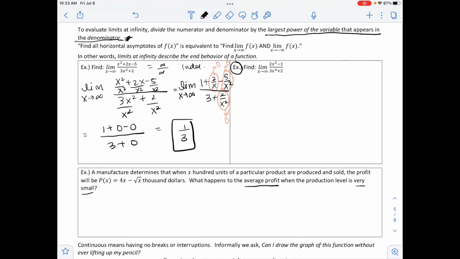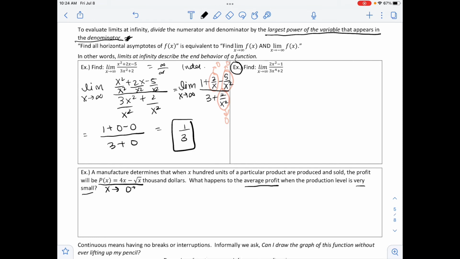So meaning very small, it would be approaching 0. We'll say x approaches 0. And it has to be approaching from that positive side, since production always has to be positive. It can never be negative. So I'm going to give it a little exponent of a positive plus there, so we know it's coming from the right. It also tells us average profit, and I'm only given my profit function.